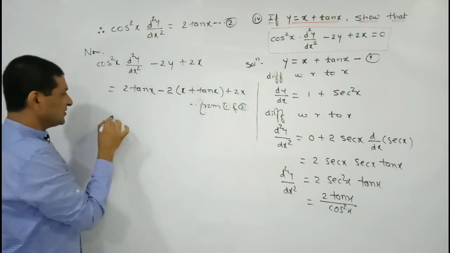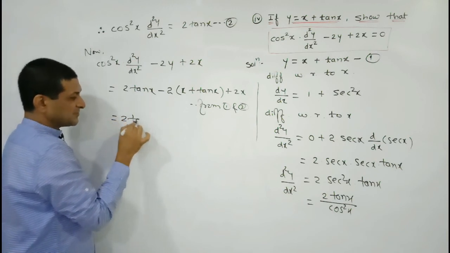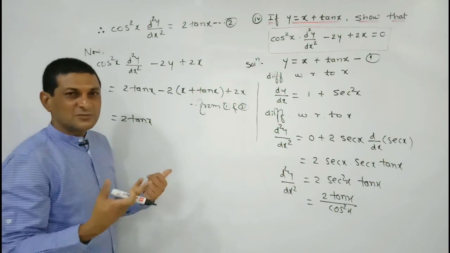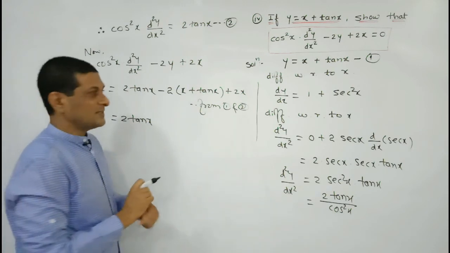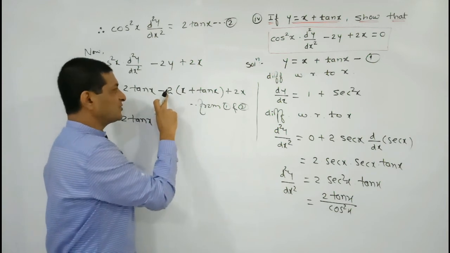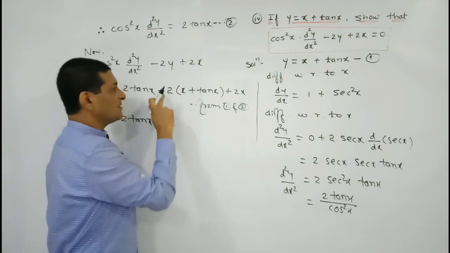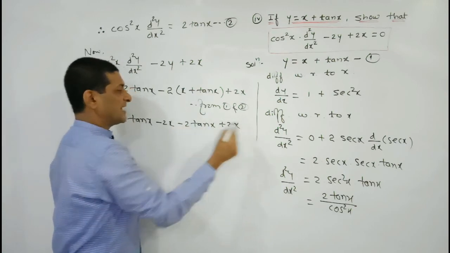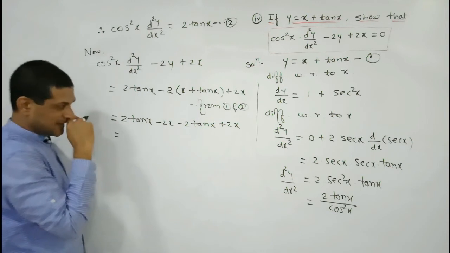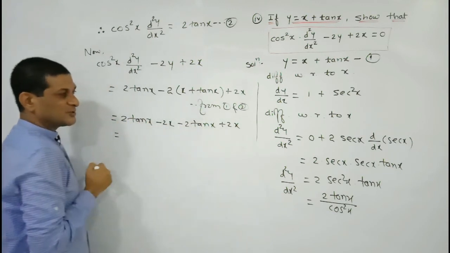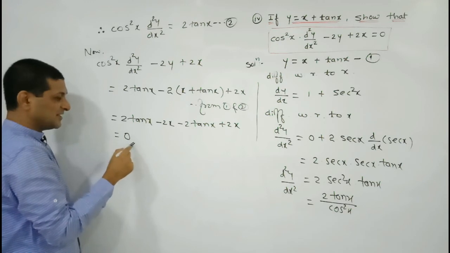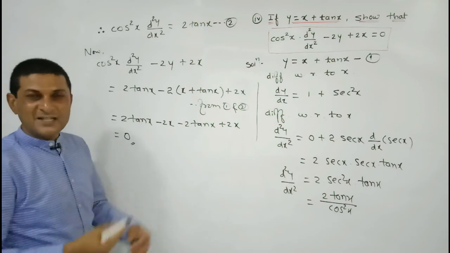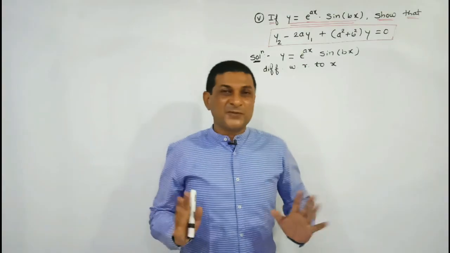Okay, so now let us simplify it. Since our required result is 0, we have to show that all the terms will cancel. So 2 tan x as it is, minus 2 into x will be minus 2x, minus 2 into tan x will be minus 2 tan x, and plus 2x keep it as it is. Let us check which terms will get cancelled. Minus 2x plus 2x, and minus 2 tan x and plus 2 tan x will cancel, and in this way we have shown that the value of this expression is equal to 0, and that is our required result here.